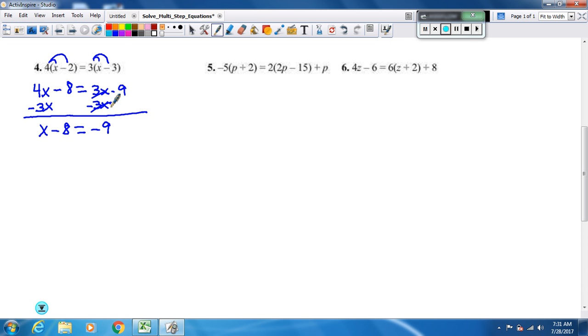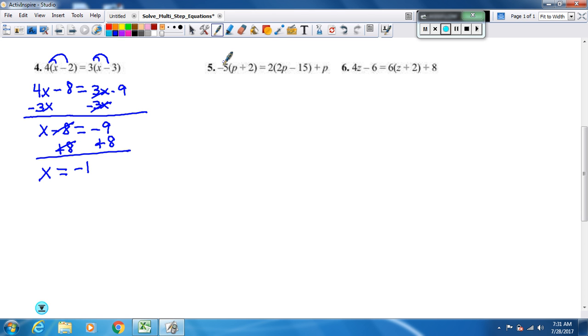Take your finger and cover up your variable to see what you need to deal with. We need to get rid of a negative 8. The opposite of negative 8 is positive 8. So I'm going to add an 8 to each side. Bring down the x. Opposites cancel. Bring down the equal. Negative 9 plus 8. That's like 8 take away 9, which is a negative 1.